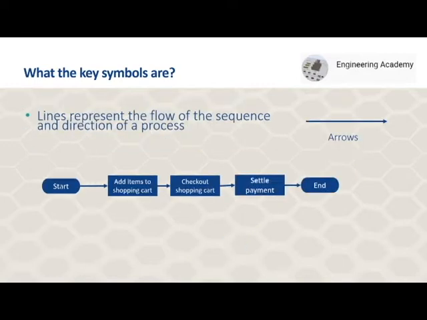Arrows are as you think they would be. They're a direction of where information or process is going. The example here is a very linear one going from left to right. Start the process, add item to a shopping cart, check out shopping cart, and settle payment. So it's very basic, how information or process parts are going through a system.